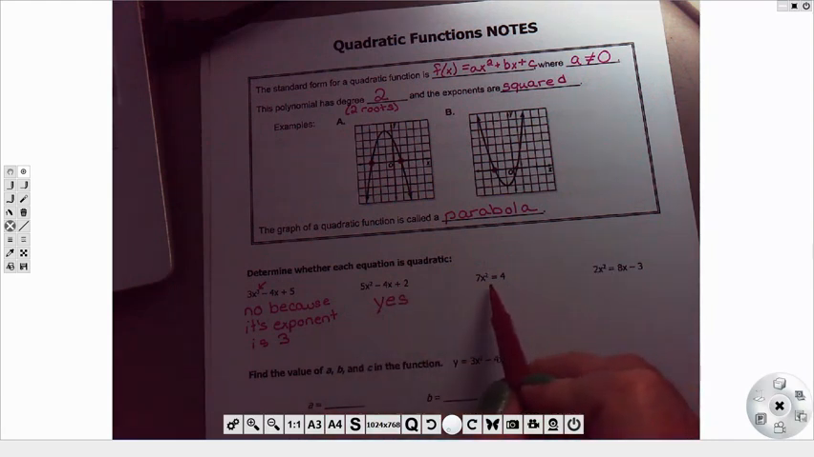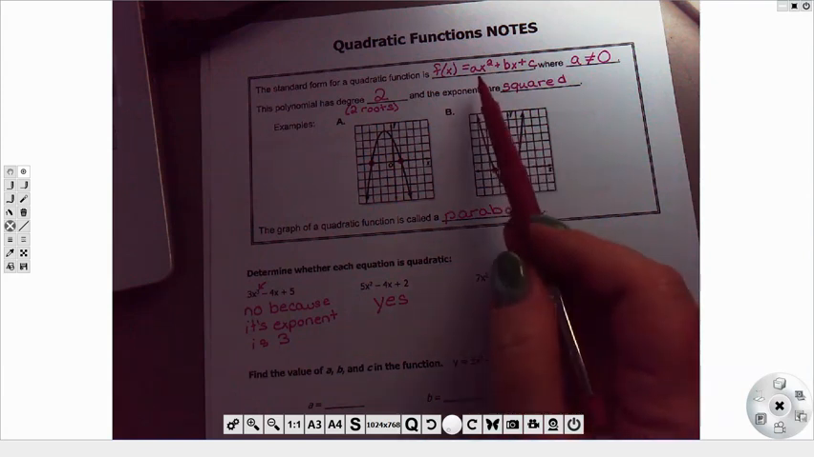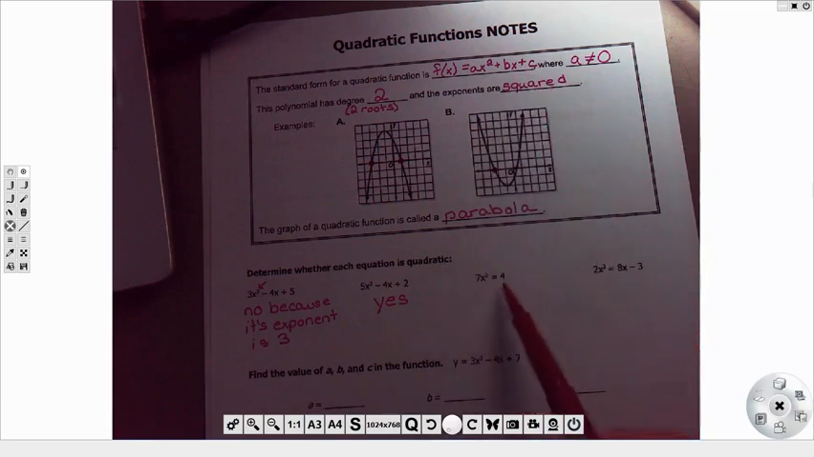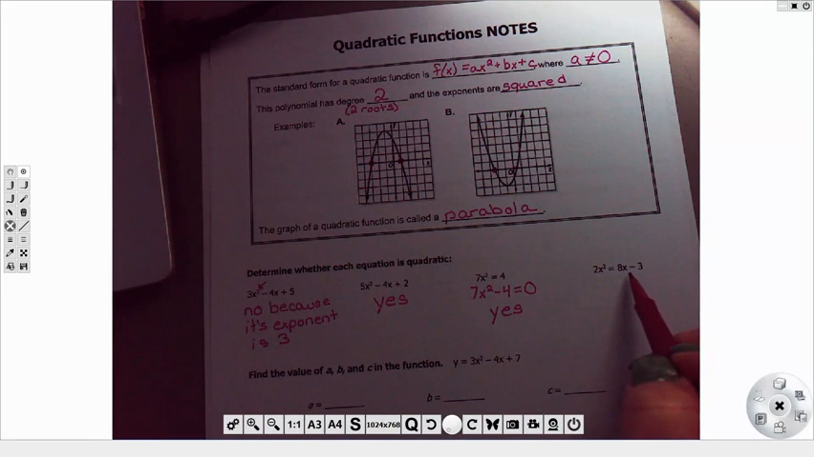Now this one has an equal sign and then a constant on it. Now, going back to our equation, everything has to be together. So can I rewrite this so that that 4 is on the left side? Well, yeah, I can subtract 4 and then it's equal to 0. So yes, this is also quadratic. Same thing for this one. I can take this expression, do the inverse operations, and move it to the left. So that would be a negative x squared plus 3 equals 0. Again, exponent is squared. Yes, it does work.